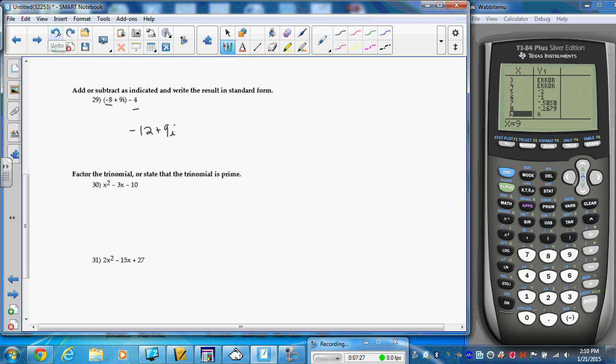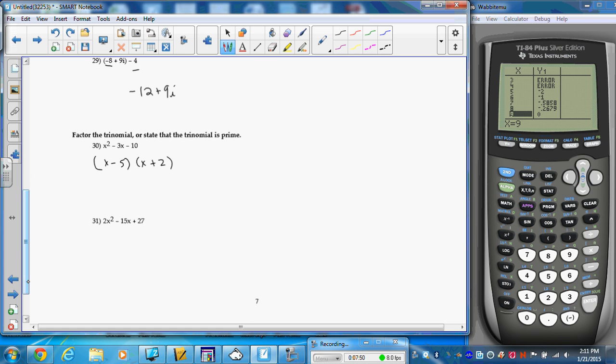Factoring this trinomial, it's going to be 5 and 2, so it's x minus 5 and x plus 2. To factor that, not much you can say about that. We're looking for factors of 10 that add or subtract to give me 3, and they are 5 and 2.